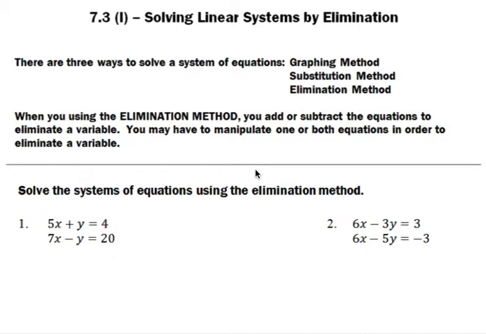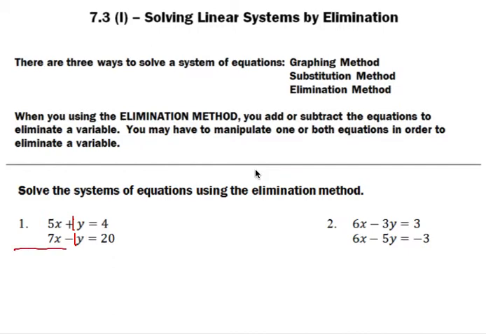Now, in order for one of your variables to eliminate or cancel out, your variables have to have the same coefficient, but one of them positive and one of them negative. So if we look at this first example, I am set up perfectly for elimination because with my y's, in the first equation, this is a positive 1y, and in the second equation, this is a negative 1y. So they both have a 1, but one is positive and one is negative.